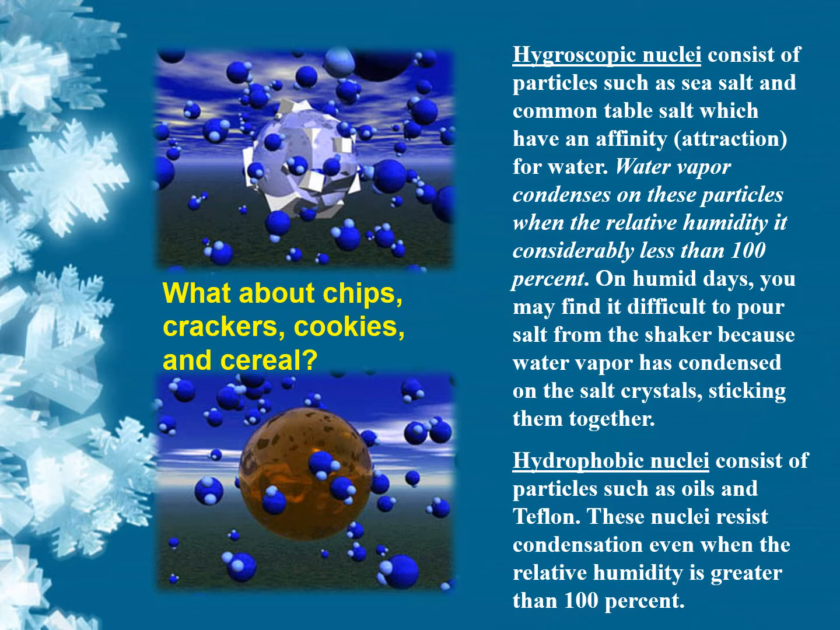So hydrophobic nuclei, of course, are different. These type of nuclei resist condensation even when the relative humidity is 100% or greater. So this would include things like Teflon, nonstick material for frying pans. It will also include oil. By the way, I'm pretty sure that Teflon is no longer considered safe to have on any item in your kitchen, so throw it out. Don't give it to Goodwill.